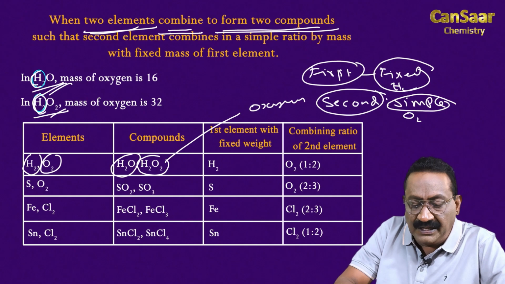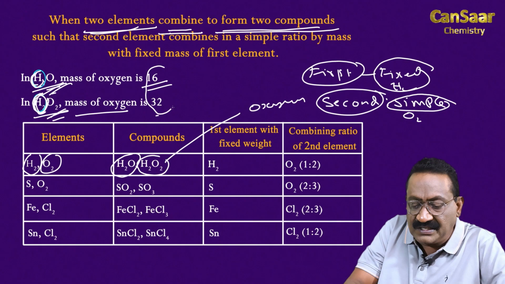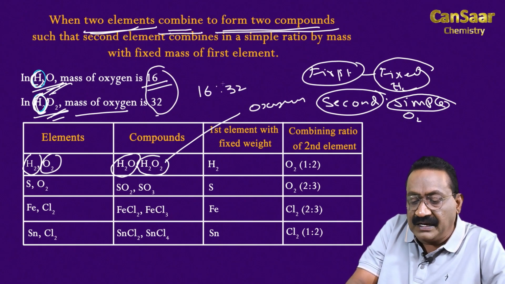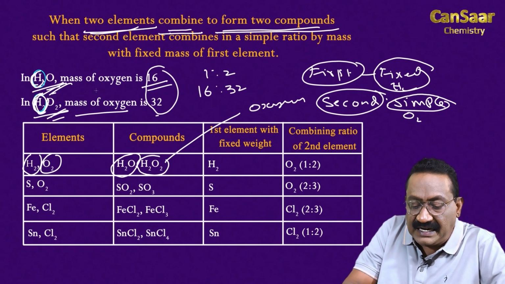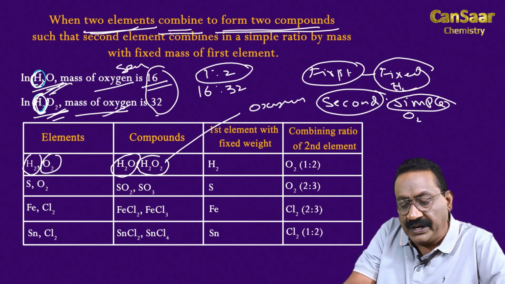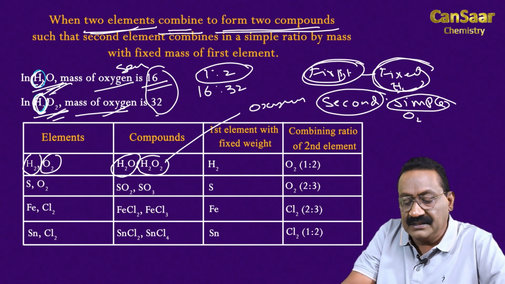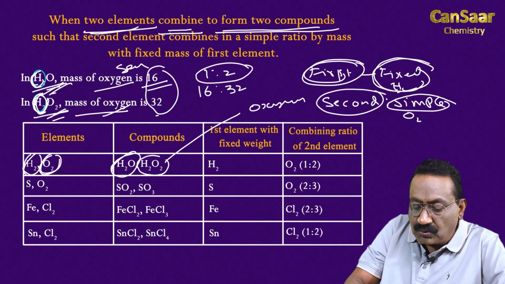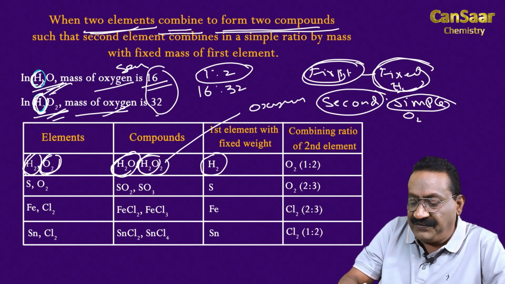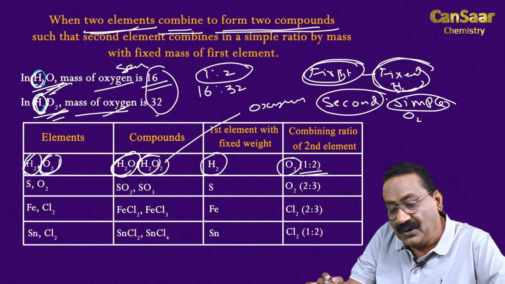For example, in H2O and H2O2, H2 mass is fixed. In the first case H2O, O mass is 16 and in H2O2 the mass of oxygen is 32 and the ratio is 16:32, that is 1:2. So, the second element oxygen combines in a simple 1:2 ratio with the fixed mass of the first element hydrogen. So, two elements, two compounds, first element hydrogen mass is fixed and the second element oxygen combines in a 1:2 ratio, which is a simple ratio.